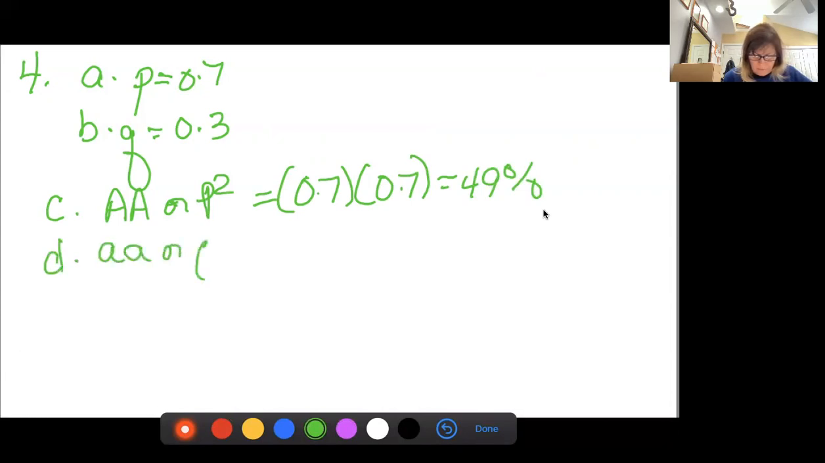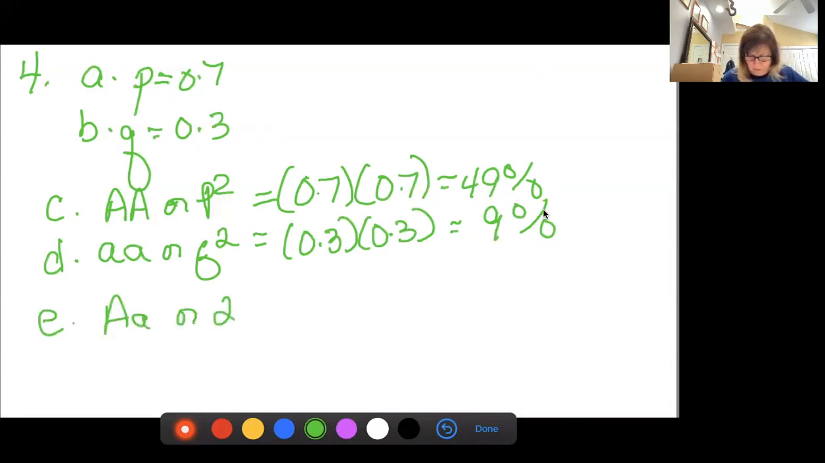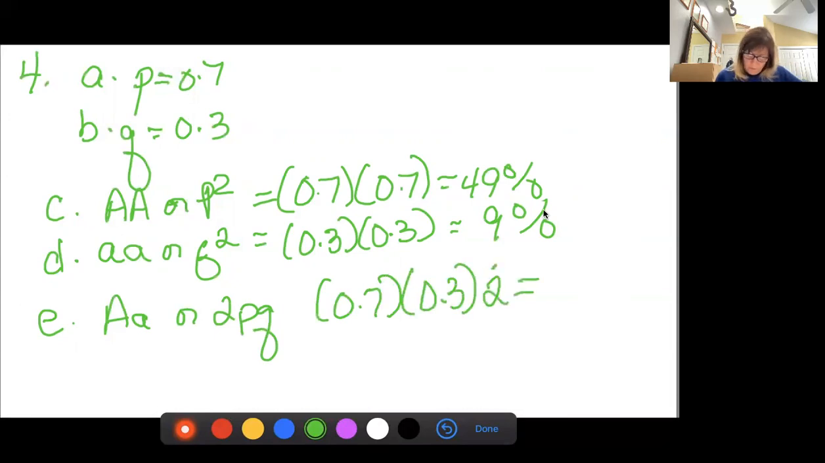Little a or Q squared is going to be 0.3 times 0.3, which is going to be 9%. And then E is our heterozygous or 2PQ. Times 2, which would be 0.7 times 0.3, which is 21 times 2, which is 42%. Yep, 100%. I just wanted to double check that.